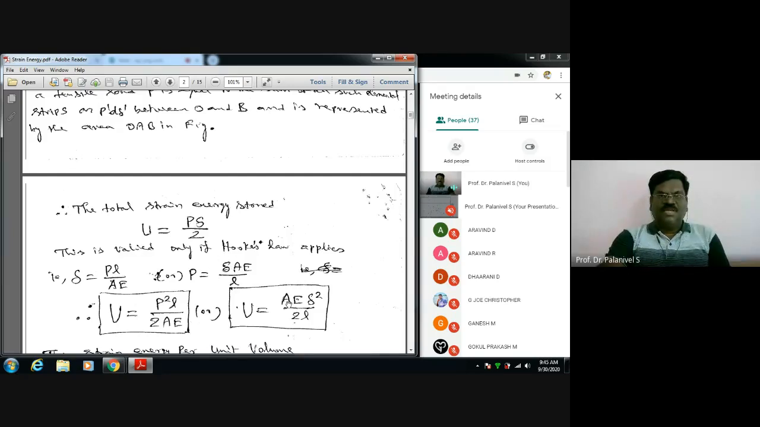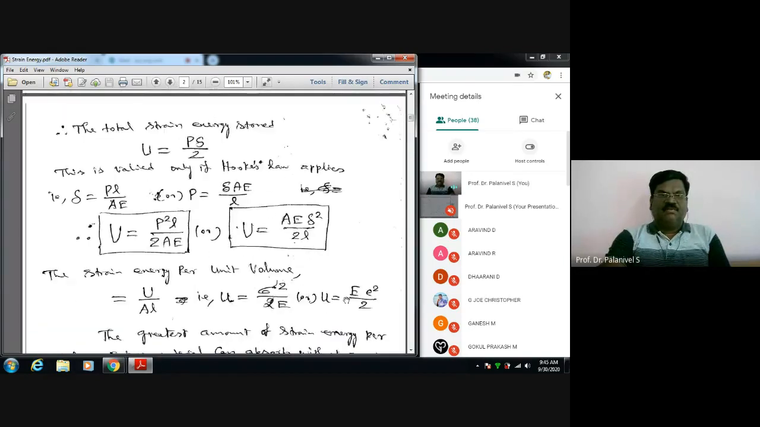So AE del square, already del is there, here one del is there, so del square divided by, already 2 is there, denominator L is there, 2L, okay. So this expression you will be getting. Here, what is this? The strain energy per unit volume we are getting. This is the total strain energy stored in the bar.